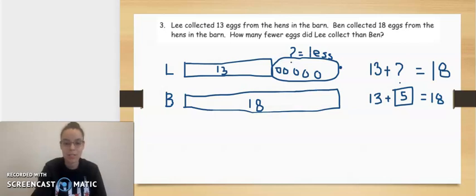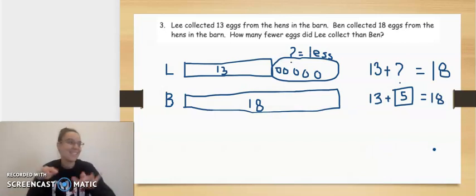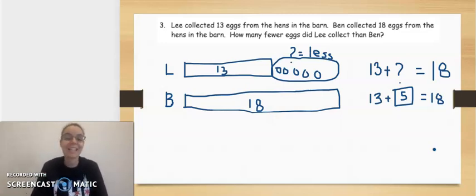Perfect. Representation, check. Situation equation, check. Number sentence, check. Now I just need an answer sentence. How many fewer eggs does Lee collect than Ben? Lee collected 5 fewer, which also means less, fewer eggs than Ben. Who got that?